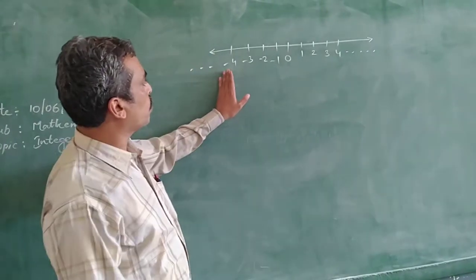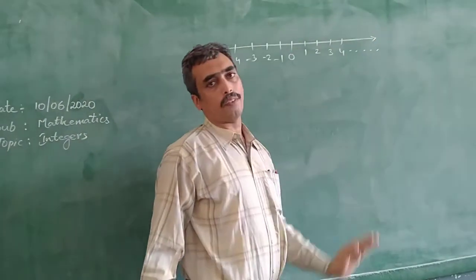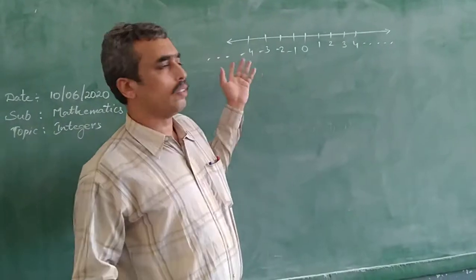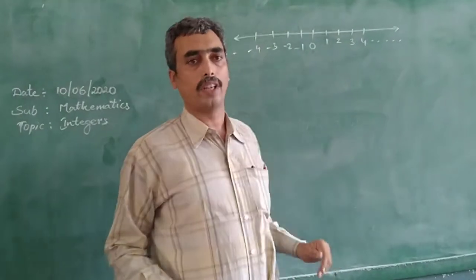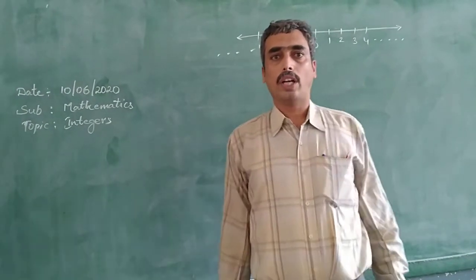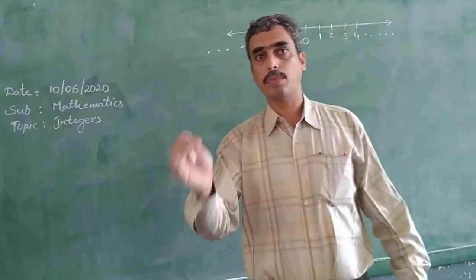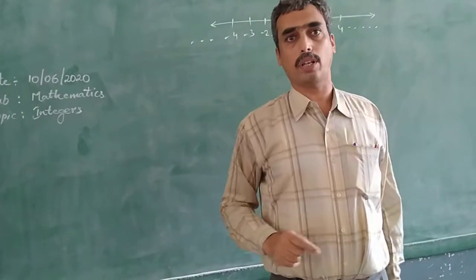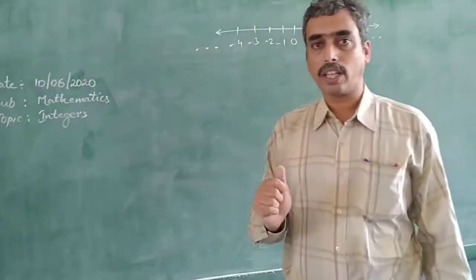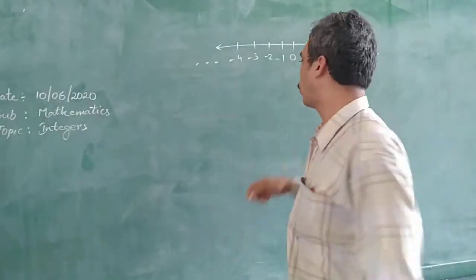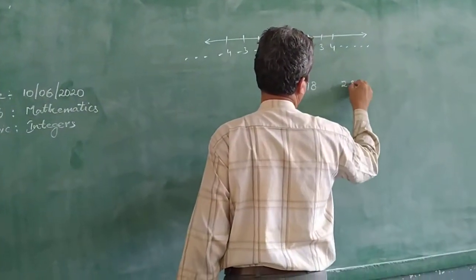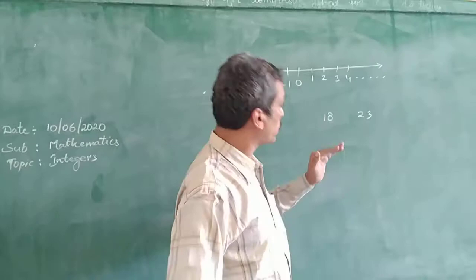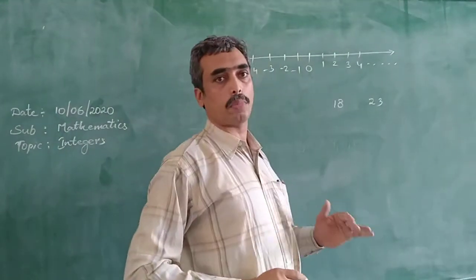As you observe, when you are moving to the right side, the value of the numbers is increasing. Small numbers up to 10 we are able to draw on the number line and identify. Generally, if you are asked to compare numbers, for example 18 and 23, which is the big number? With small positive numbers, you can easily say that 23 is greater than 18. But how is it possible by using the number line?